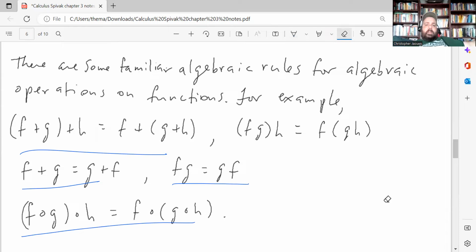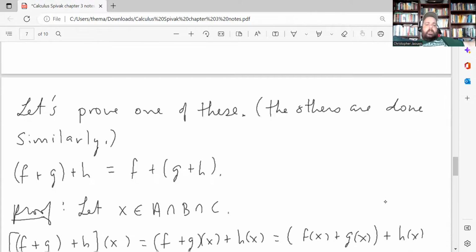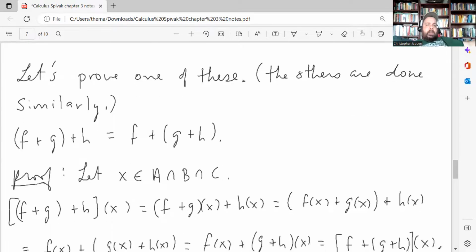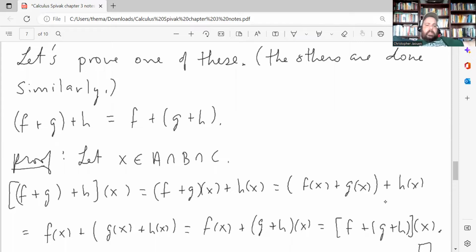Right, and in the book he proves the associative law for addition. So I'll do that down here below as well. The other rules are proved in exactly an analogous manner, so I won't bother doing that. But you could try it for practice. Like I said, it's very similar to the argument here.